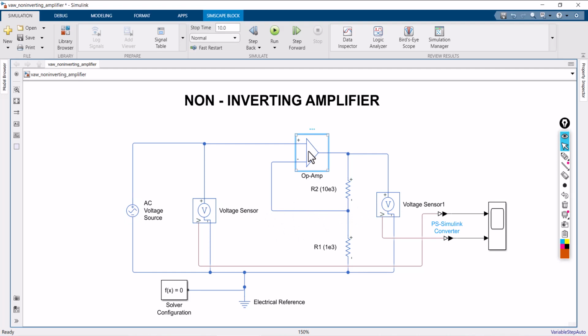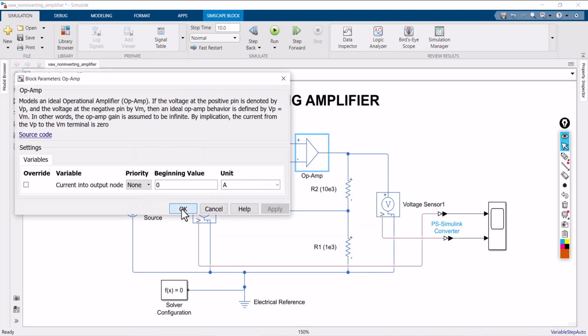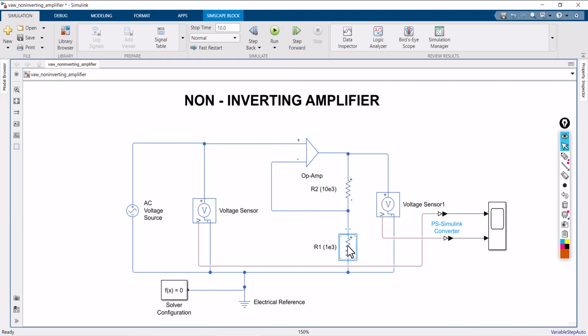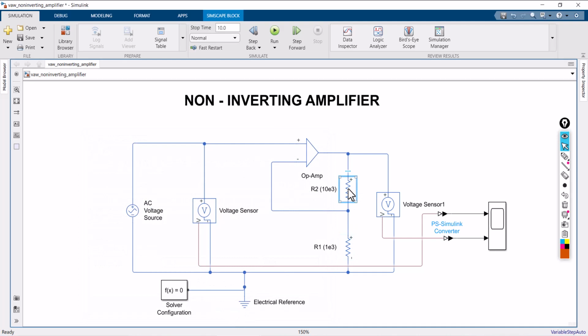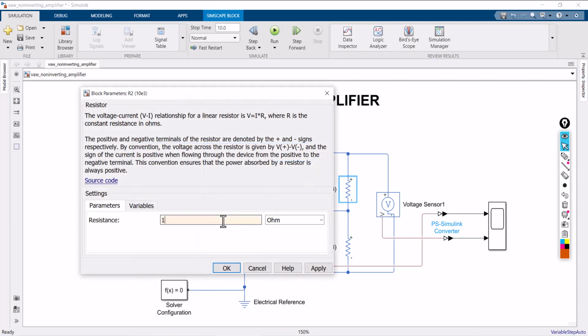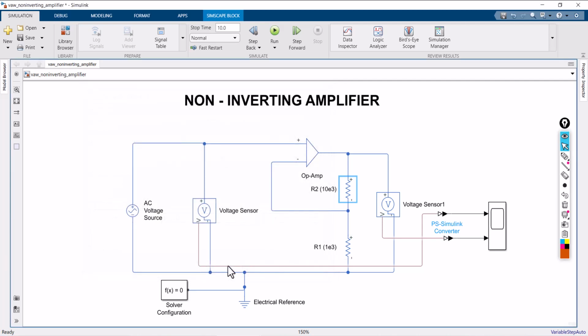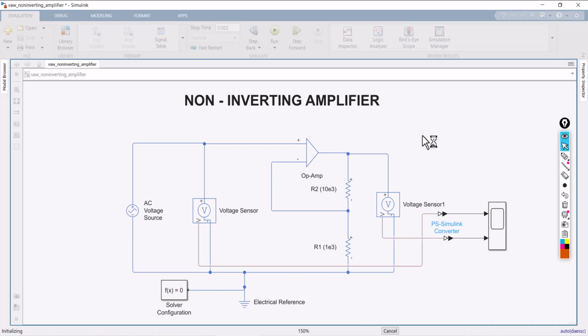Similarly, go to operational amplifier. It does not require any input. Let it be the same as it is. Go to R1 first. Make sure that the R1 resistance is 1000 ohms. You can type 1000 or 1e3. Both are acceptable. Go to R2. This value is 10,000 ohms. And go to stop time. I'm making sure that it is 0.002. Now if you run the system, you will get the output.